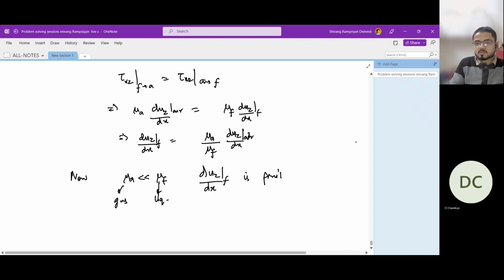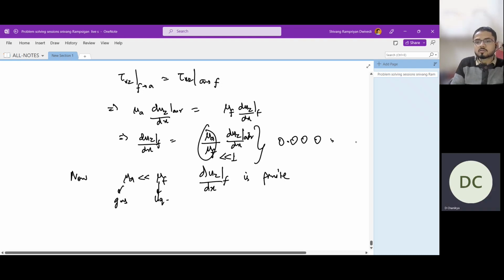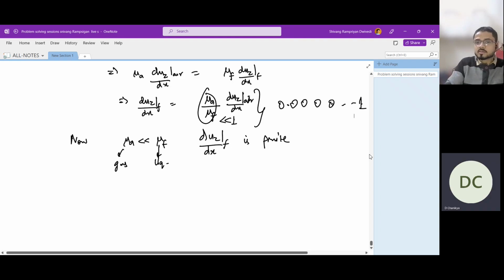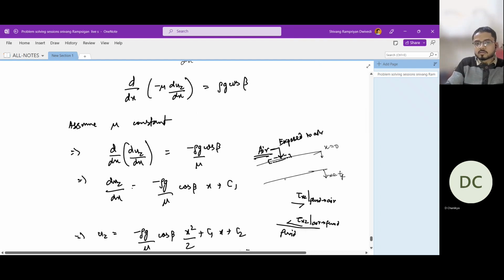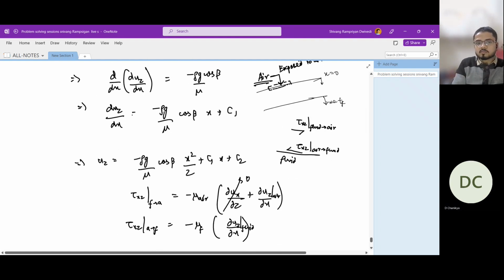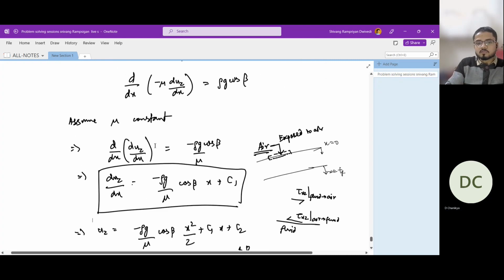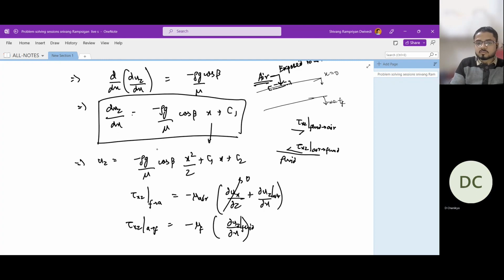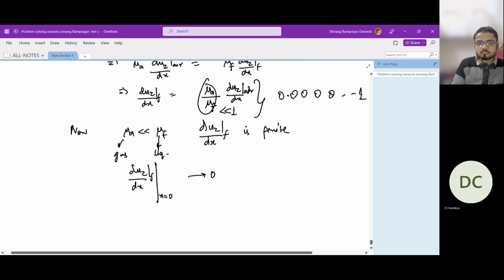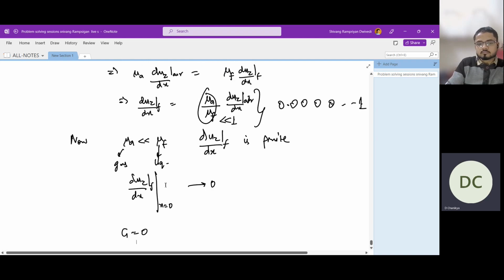So this entire thing would be approximately 0.00000. This implies that duz over dx in the fluid at x equals 0 would tend to 0, right? So you get another boundary condition right here. Using this condition, if you put x equals 0 right here, then C1 equals 0.